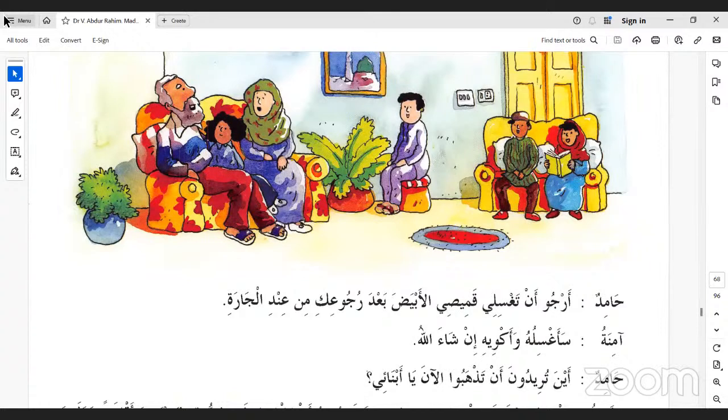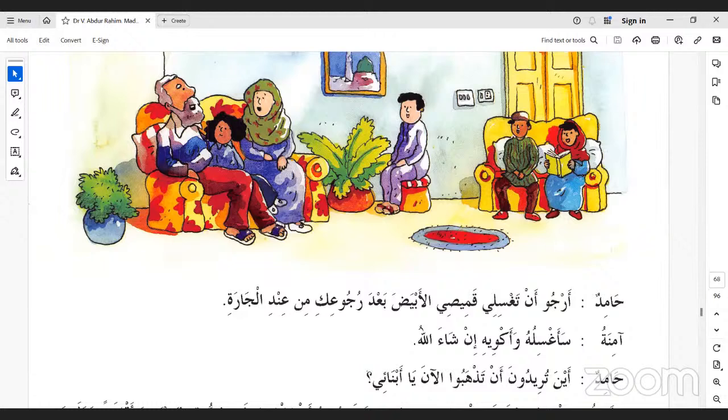Amina: I will wash it and iron it, inshallah. I don't know what akwi means. Sister Sadiqa, can you tell the meaning of akwi? Ironing. Yes. Miqwatun is iron and akwi means to iron. Correct. I will wash it and iron it, inshallah, if Allah wishes.